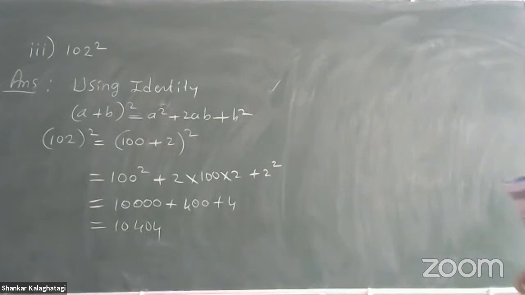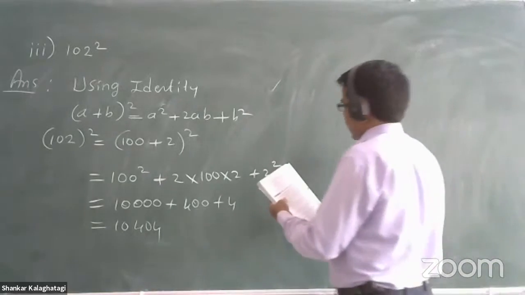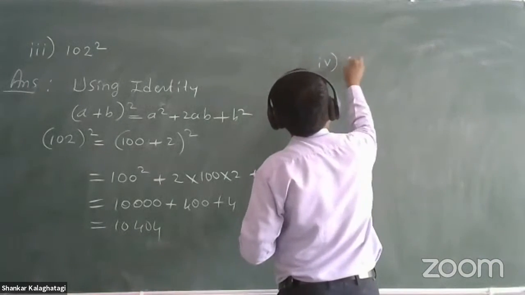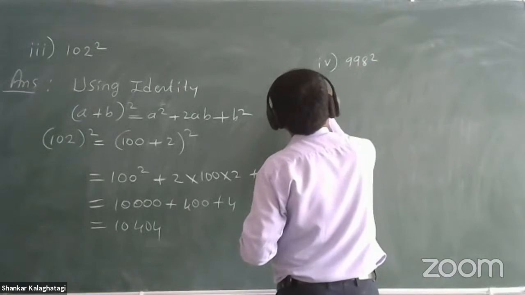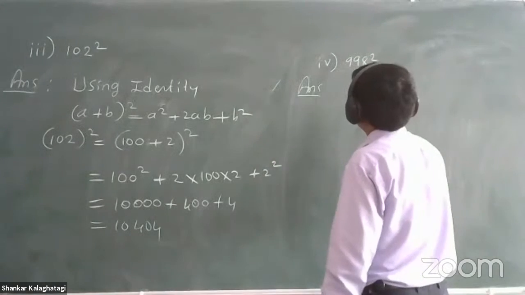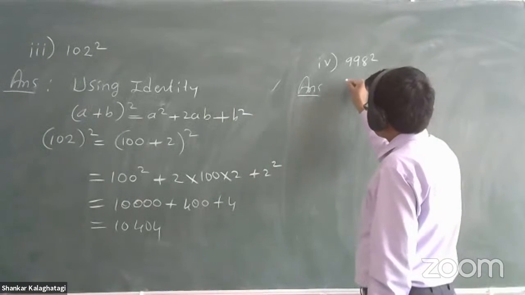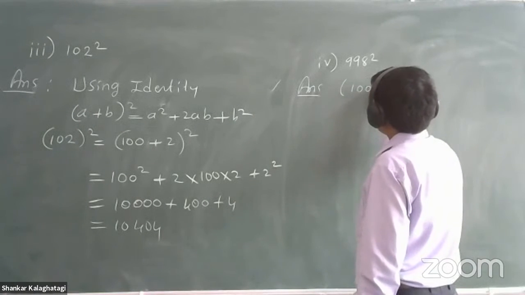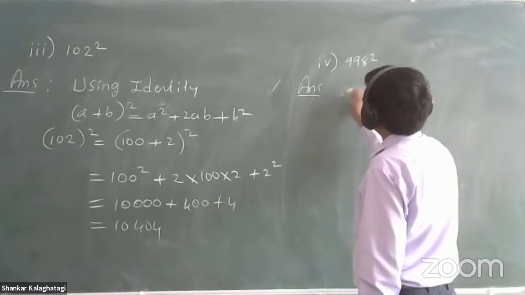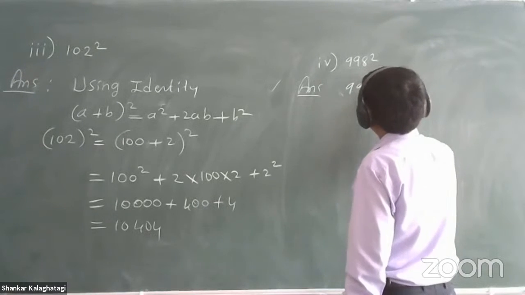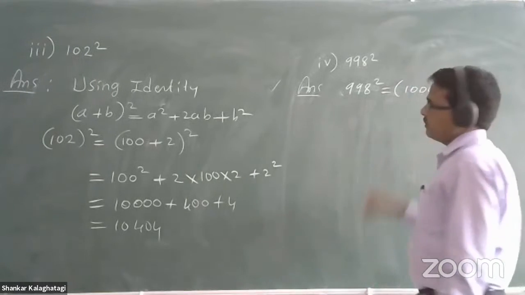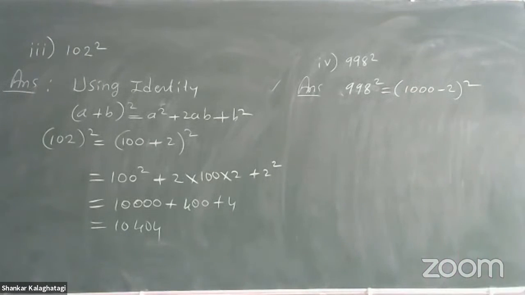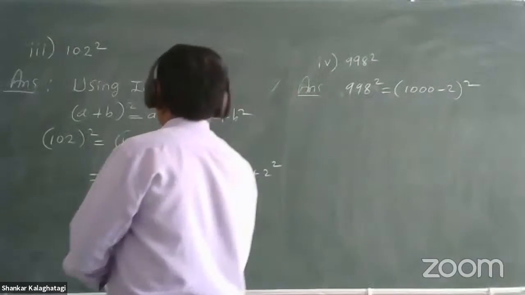Next example, 998 bracket square. In this we shall use the second identity, a minus b whole square. 1000 minus 2. What to do? 998 square is 1000 minus 2 bracket square. Do it fast, all of you, and get the answer.